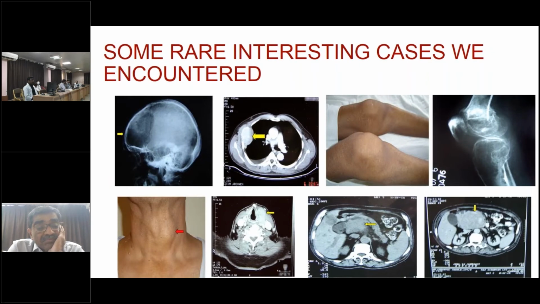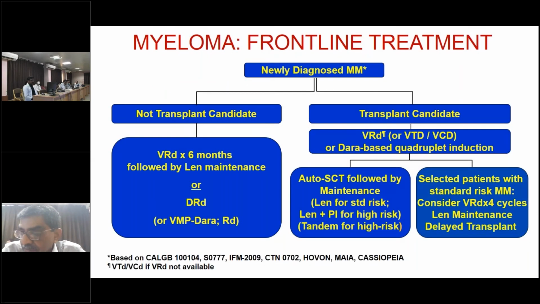So these are some of the rare and interesting cases that we encountered in our department. In the upper panel, one could see the predominant skeletal manifestation of multiple myeloma in the form of a solitary plasmacytoma, a thoracic plasmacytoma, a plasmacytoma of the knee. And in the lower panel, one could see the visceral manifestation of plasma cell disorders in the form of a thyroid plasmacytoma and a pancreatic and a mesenteric involvement by a case of plasmacytoma.